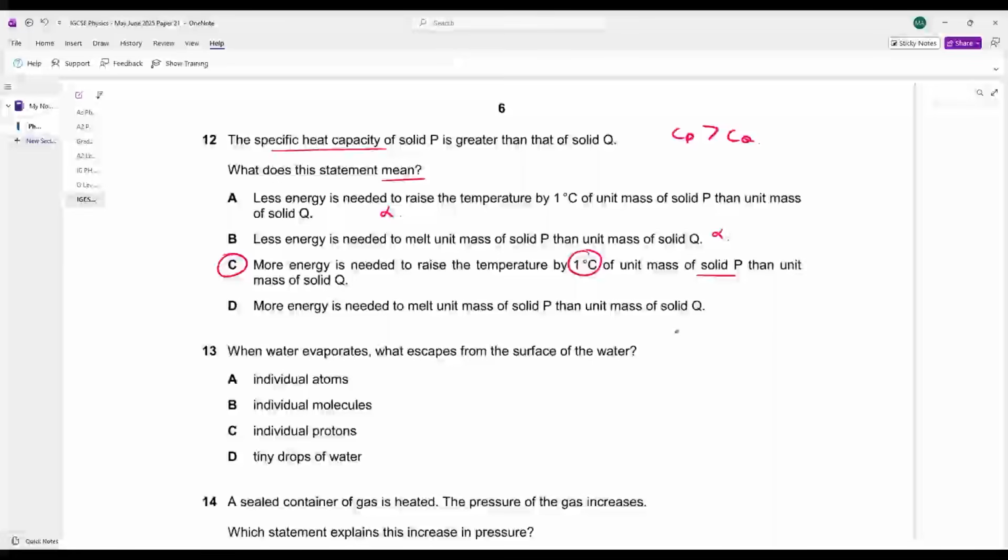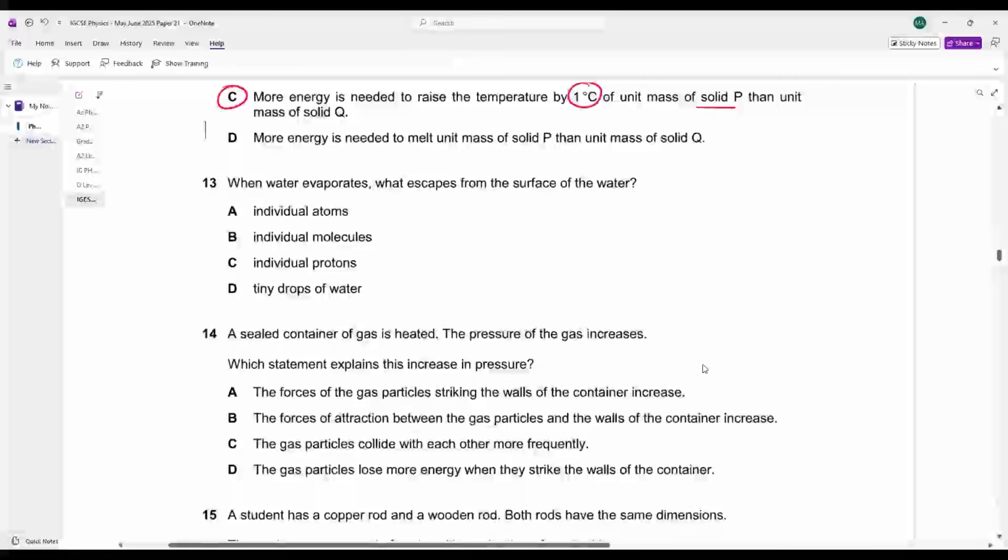बेटा हमें ज्यादा एनर्जी चाहिए होगी to increase the 1 degree centigrade temperature of mass P compared to solid Q. When water evaporates, what escapes from the surface of water? Water molecules. B is your answer.